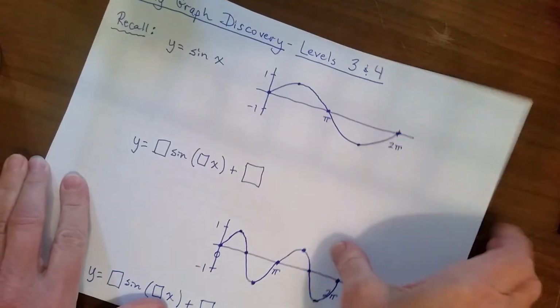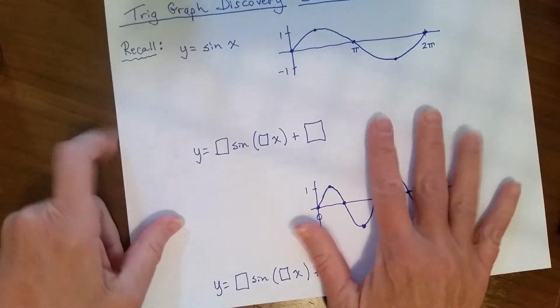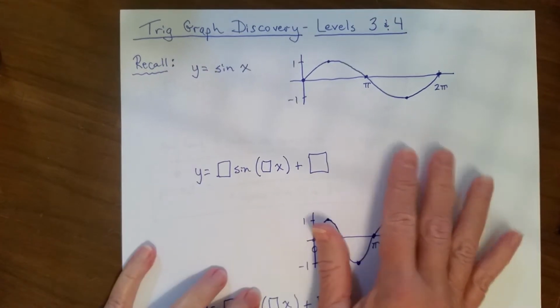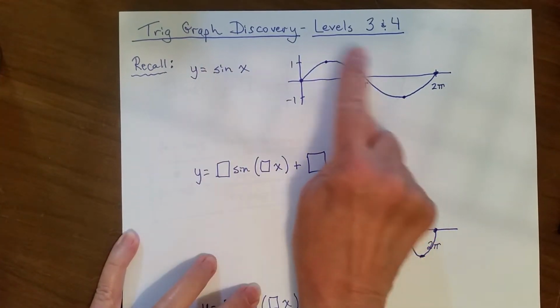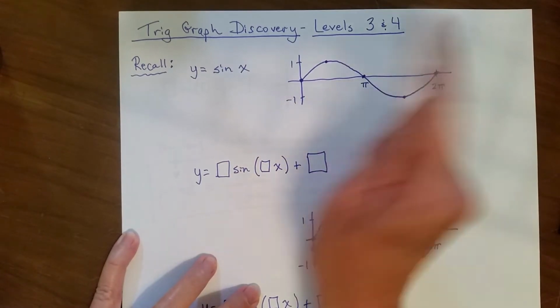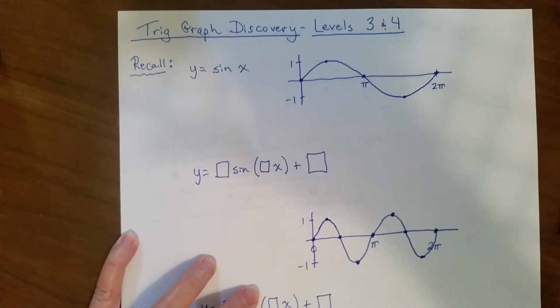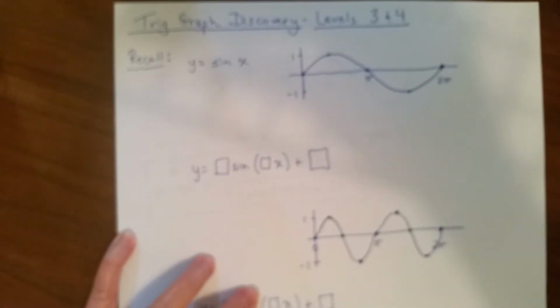And I'm going to talk about these sound waves, which are like cosine and sine waves. Okay, let's just first recall. Today we're going to do levels 3 and 4. Last week we did levels 1 and 2. Today we're going to do levels 3 and 4. Let me focus this here.